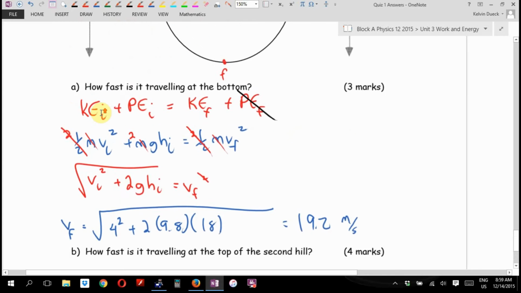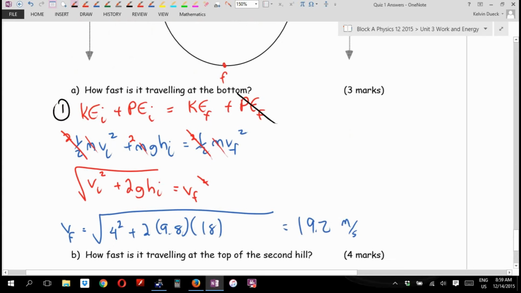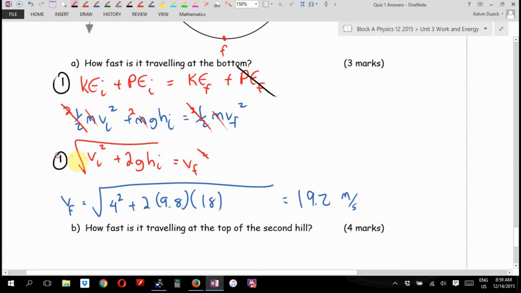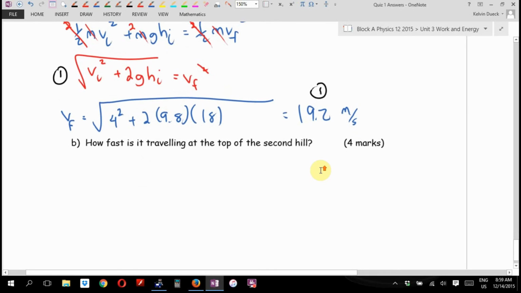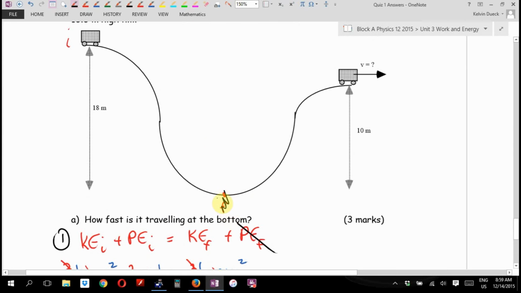How would I give out the marks? I would give you 1 mark if I saw that. I would give you 1 mark if I saw that, and then 1 mark for your answer. How fast is it traveling at the top of the second hill? Okay, so now, final is right there.